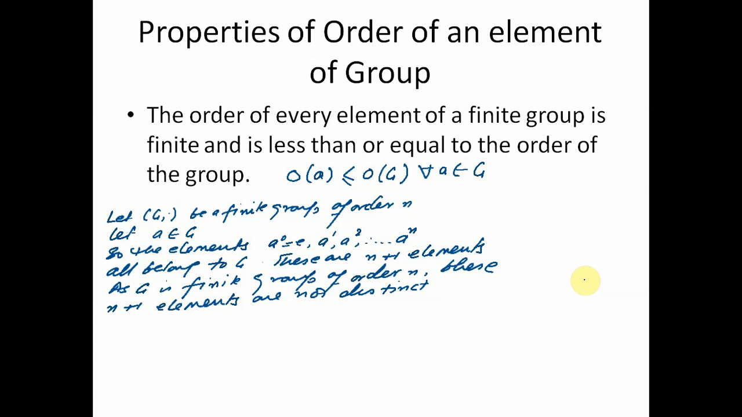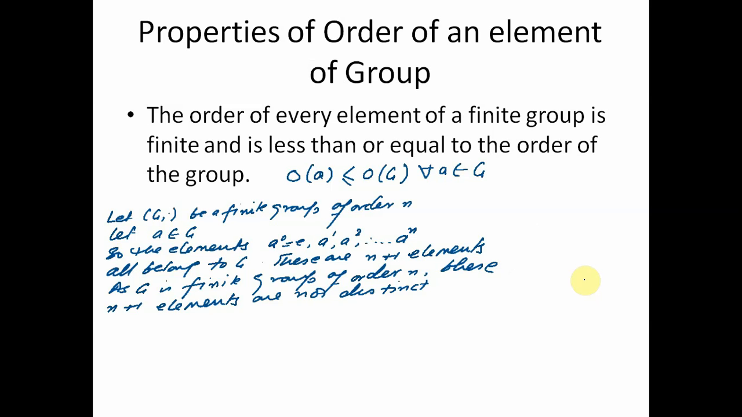So a to the power 0, which is the identity element, a to the power 1, a to the power 2 up to a to the power n, all belong to the group G. But they are not all distinct elements. Why? Because the order of the group is n and these are n plus 1 elements. So they are not distinct elements. There are two elements out of these n plus 1 elements which are the same. See, a to the power 0 to a to the power n, these are n plus 1 elements, whereas there should have been n elements. So, two elements out of these are the same.